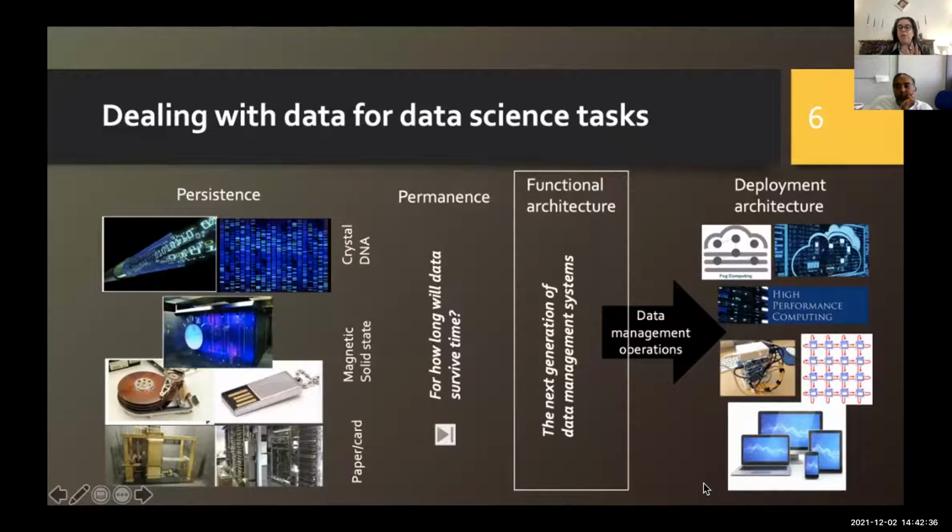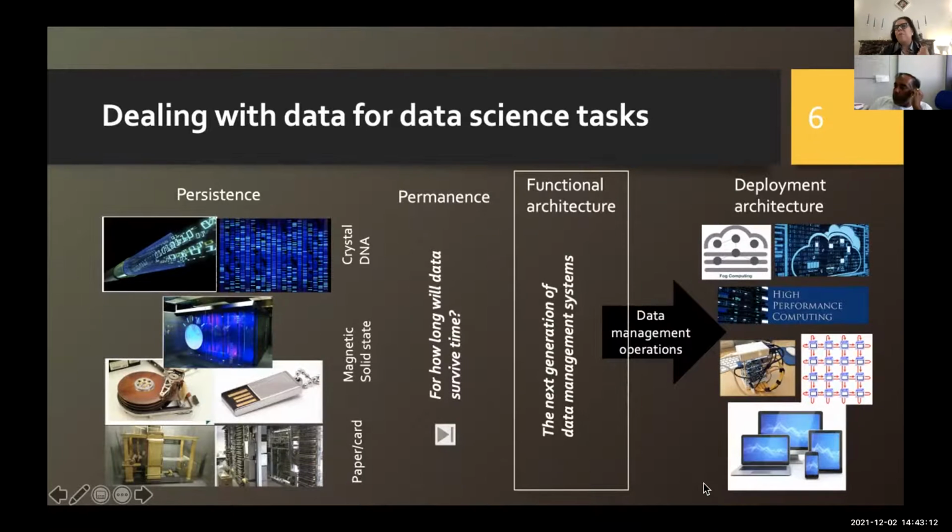Once I have this underlying solution, then I can go up in the stack and think about functional architecture. So which are the data management systems that will help me transparently deal with persistence, deal with permanence at some level of transparency, okay? And the real question is, which are the data management operations that I need in order to deal with this?